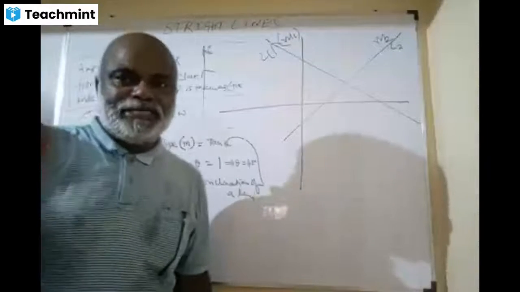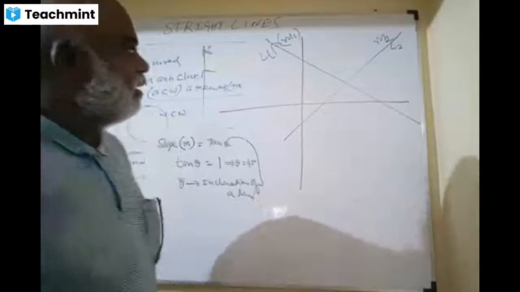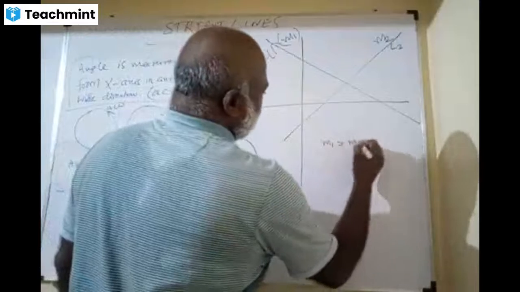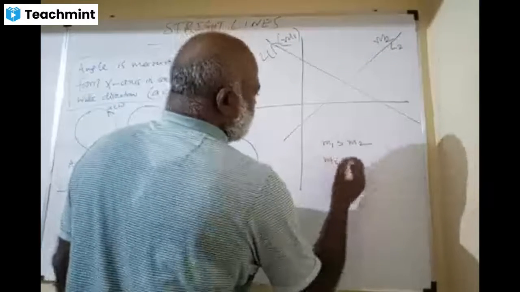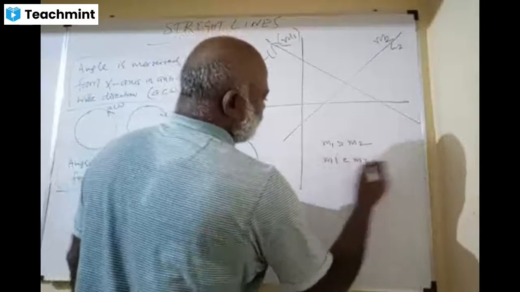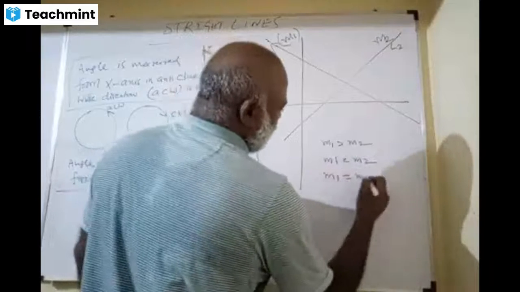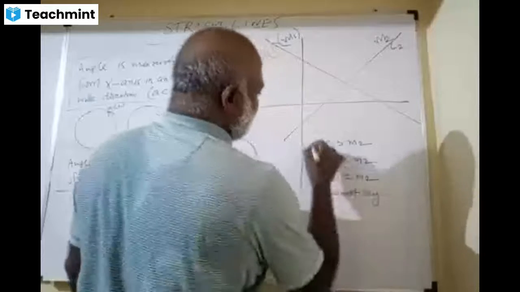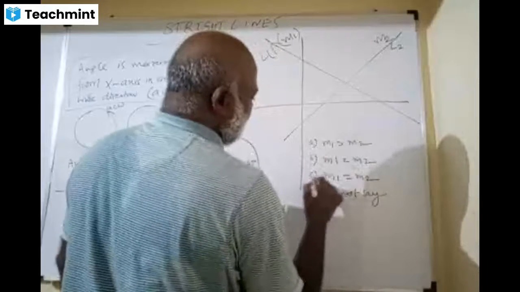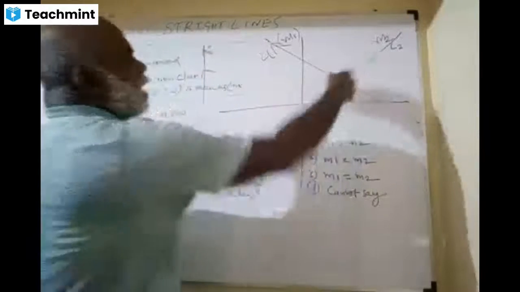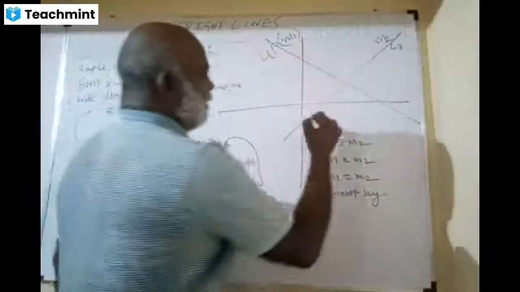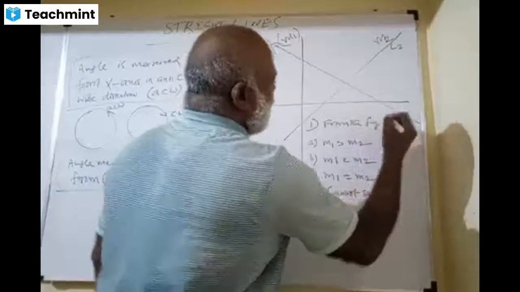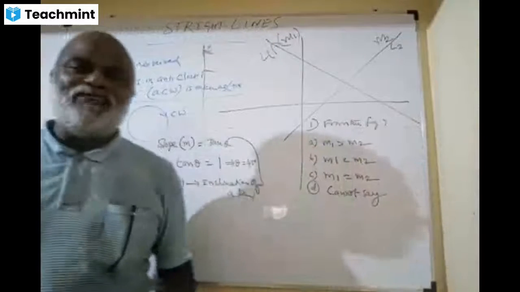I'll ask a simple question here. Please think for yourself and answer it. M1 is greater than M2. M1 is less than M2. M1 equal to M2. Or cannot say, which is the right answer, my dear? Anybody? A, B, C, D. L1 and L2 are shown in the figure now. From the figure, question number 1. All of you note down this question now. What do you say for this?